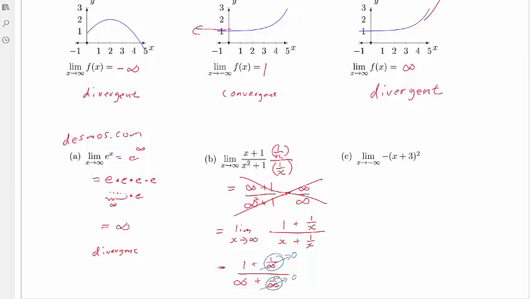And so what are we left with? Well, we're left with 1 divided by infinity, right? From over here. And that's also just 0. I mean, if you want to be technical, we'd say it's epsilon, which is basically 0.